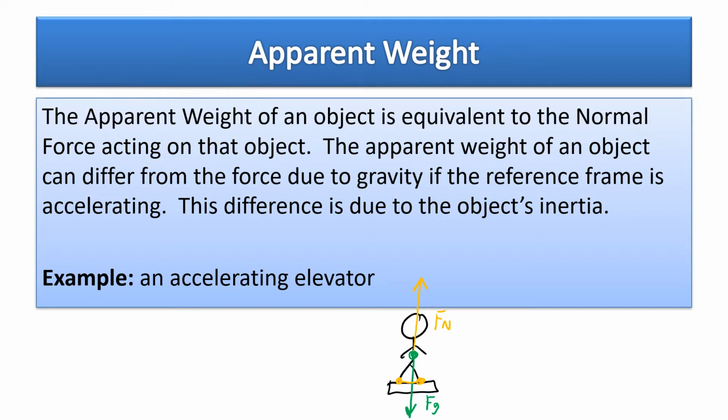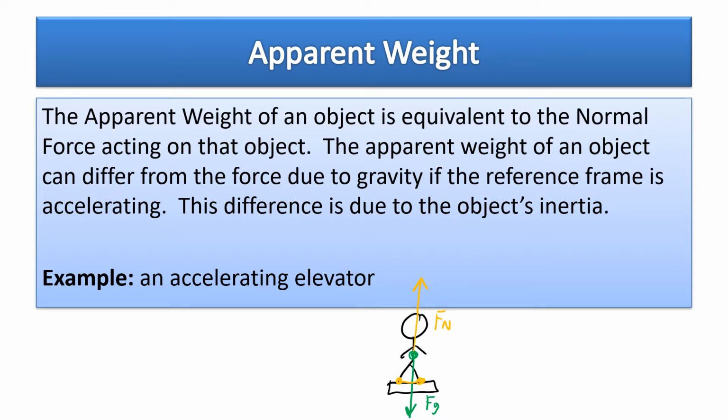It's the normal force. And we've already discussed how sometimes your normal force isn't actually equal to your weight. You could change what your normal force is depending on the situation. If you're at rest, they're equal to each other. But the apparent weight of an object can differ from the force due to gravity if the reference frame is accelerating. So instead of this person being at rest on a scale, maybe they're accelerating. Maybe the room they're in is accelerating.